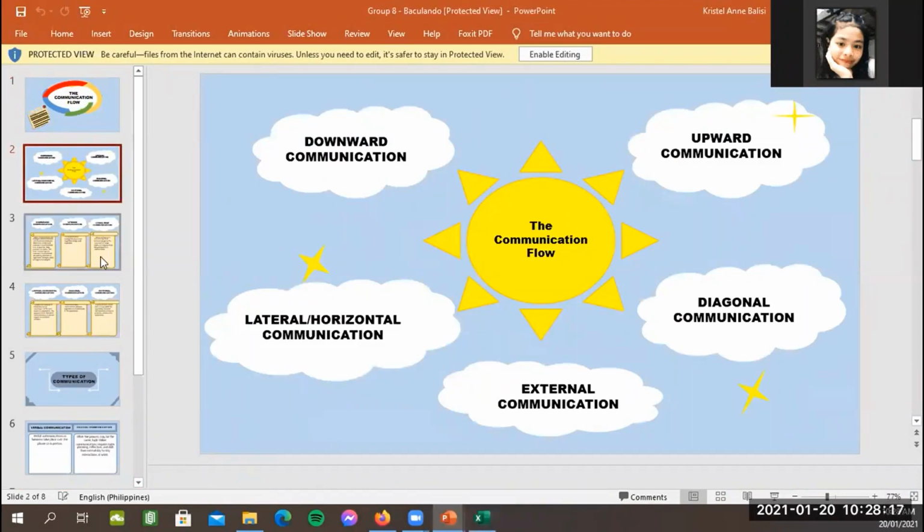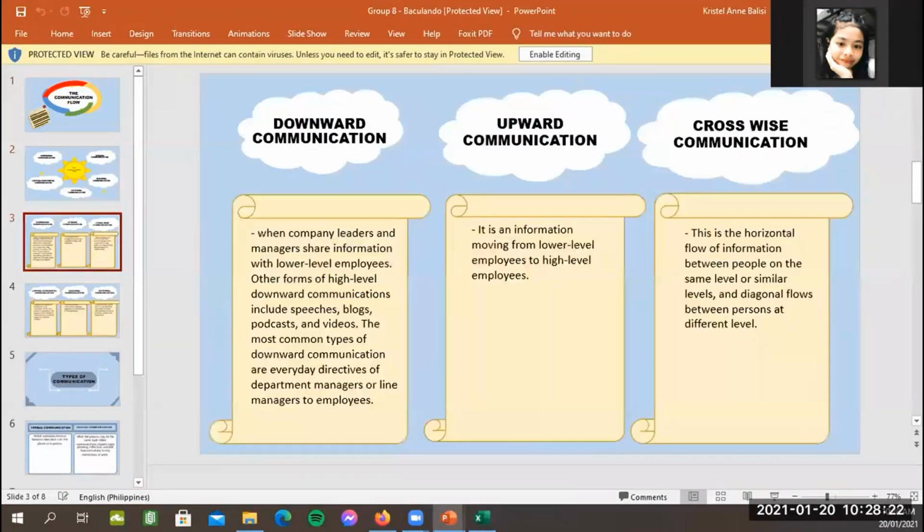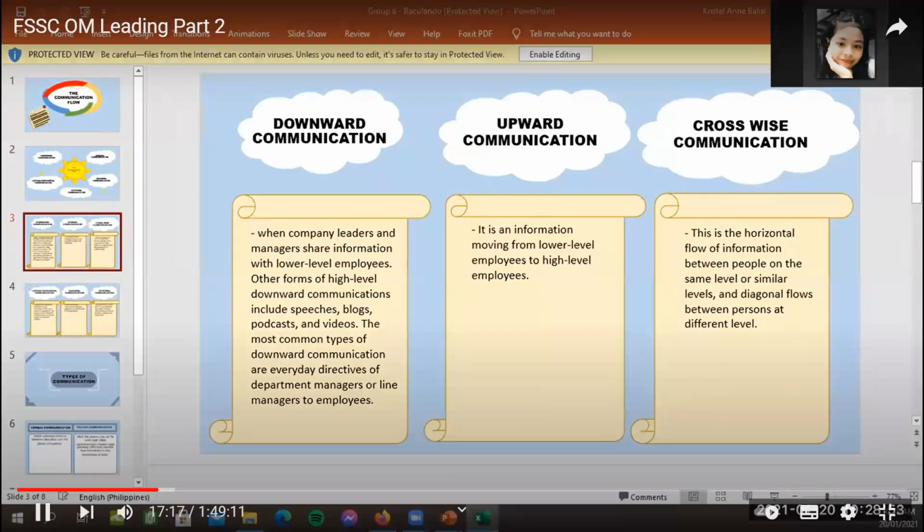Downward communication is when the leaders and managers share information with lower level employees. For example, downward communication includes explaining an organization's mission or vision. Another basic example of downward communication can be written in handbooks, memos, or oral presentation in the workplace. Sabi rin po dito sa downward communication, magiging effective rin daw po siya kapag yung employee ay nagkaroon ng malinaw na understanding dun sa message na ni-receive nila mula sa higher level.